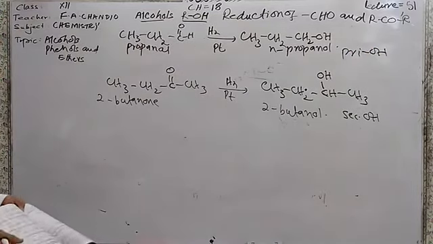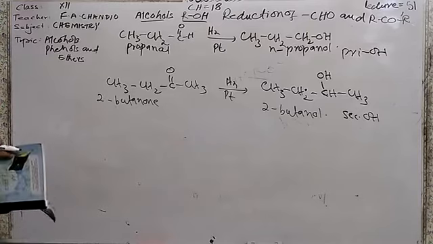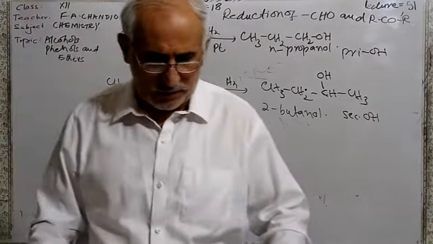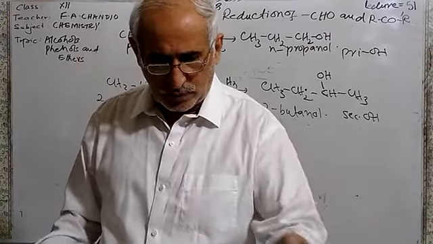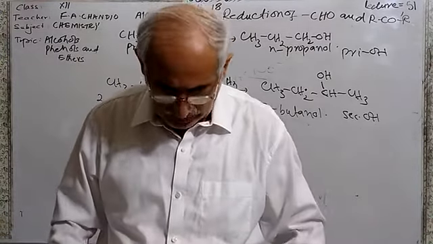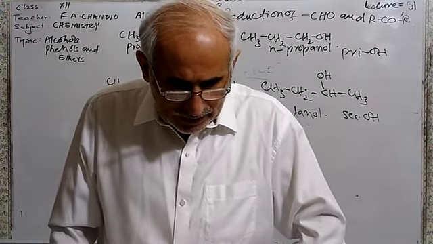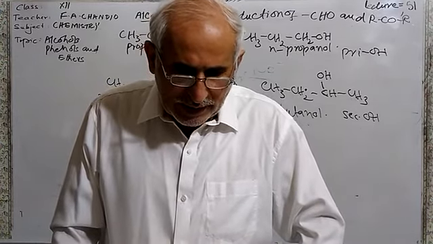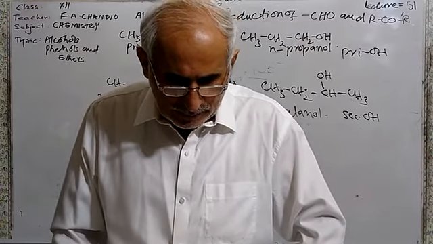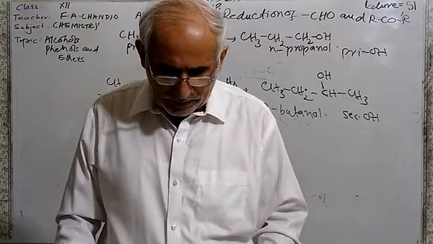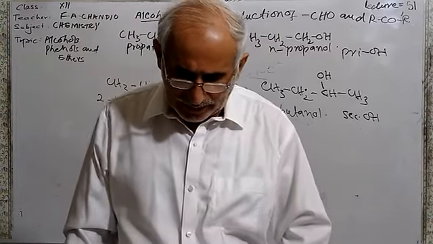So aldehydes give primary alcohols and ketones give secondary alcohols by the addition of hydrogen in the presence of a suitable catalyst, which is called reduction. So this is the reduction of aldehydes and ketones to give alcohols. So this is the method number, and there is another one.